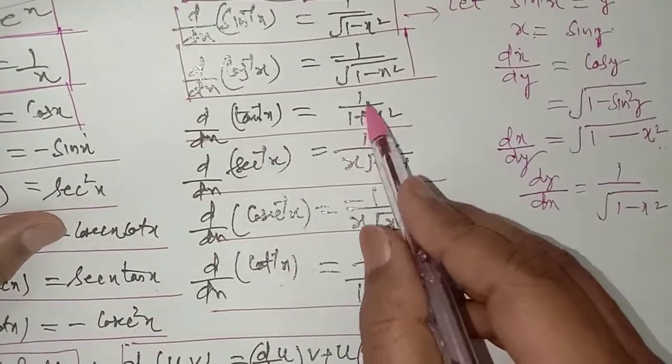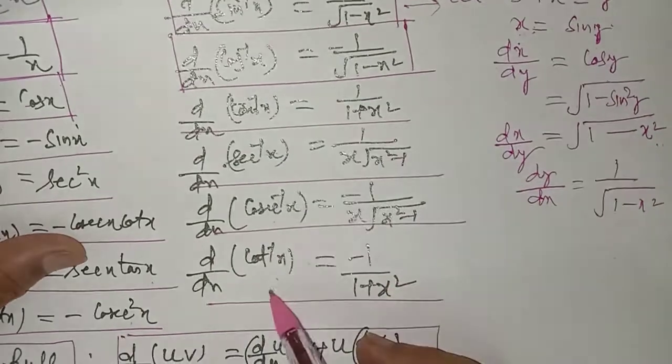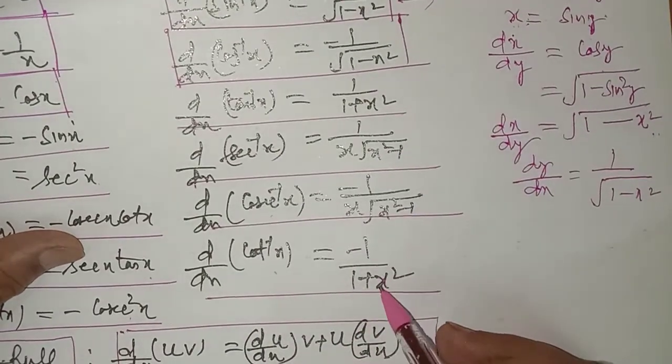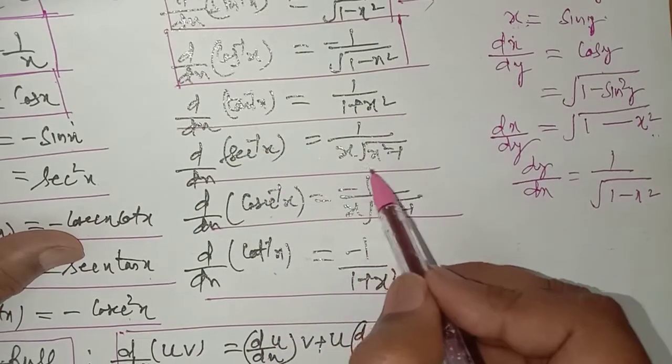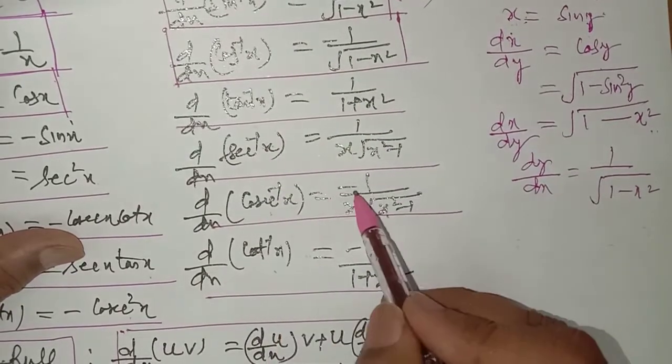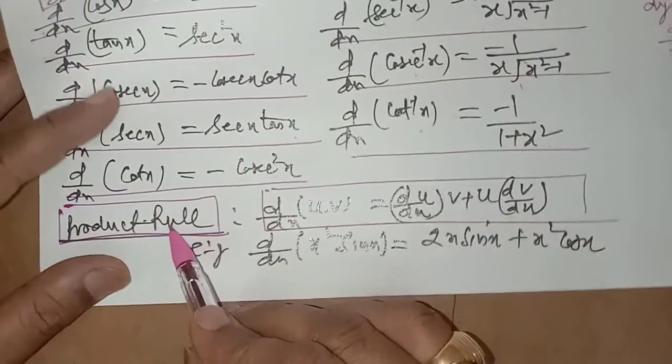Derivative of tan inverse x is equal to 1 upon 1 plus x square. Derivative of cot inverse x is equal to minus 1 upon 1 plus x square, the opposite sign. Derivative of sec inverse x is equal to 1 upon x under root x square minus 1, and cosec inverse has the opposite sign. Now you have done the product rule in class 11.